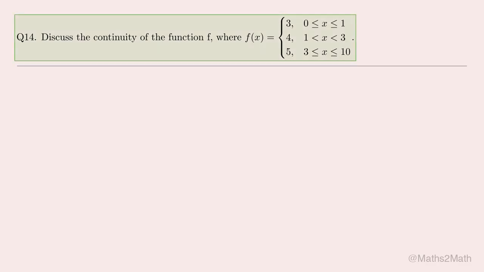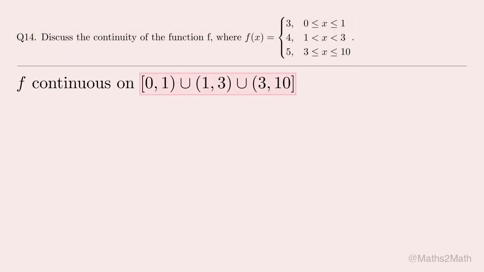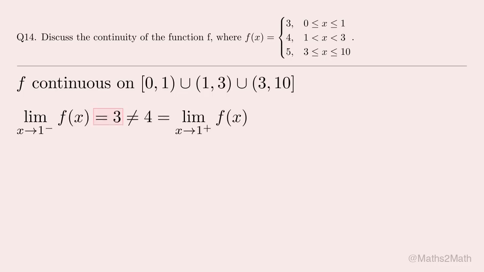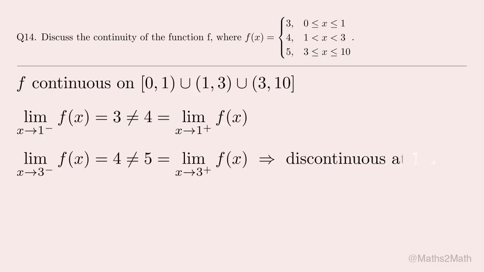Question 14. A staircase of 3 constant values on the interval from 0 to 10. Constants are continuous, so the two junctions carry the whole discussion. On the interiors of the 3 stretches, f is constant, hence continuous. At 1, left value 3, right value 4, a jump. At 3, left value 4, right value 5, another jump. So the discontinuities are exactly x equals 1 and x equals 3.